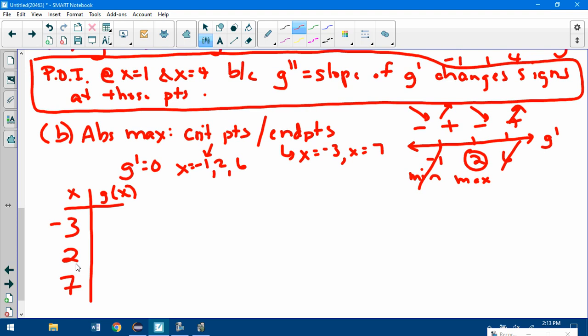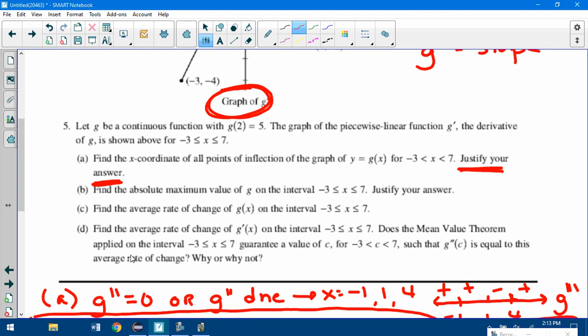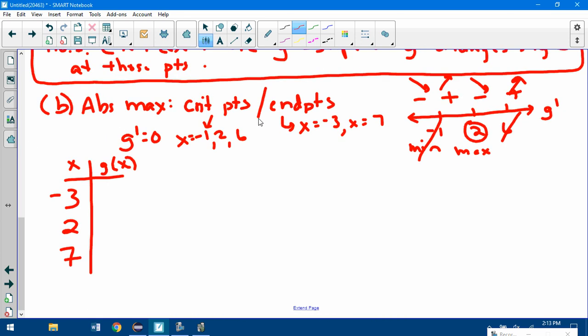Okay. Now, how do I evaluate these? Well, they did give us one piece of information. They told us that g of 2 is 5. And that's a little handy. I know this is 5 right here. Now I got to find -3 and 7.